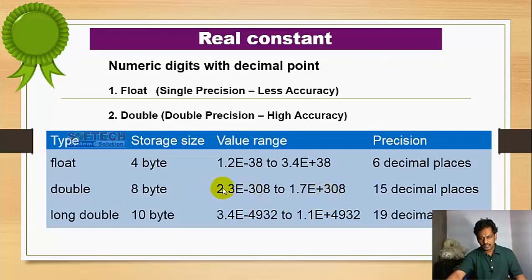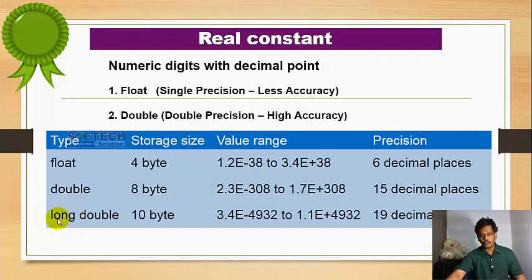What is the meaning of this? This is an exponential form. In mathematical terms, it is scientific notation. In C language terms, it is called exponential form. We will discuss the exponential form in the next slide. So double occupies 15 decimal places. Because it is high accuracy, it occupies 8 bytes. After the decimal point, it gives 15 values. So this is high accuracy.